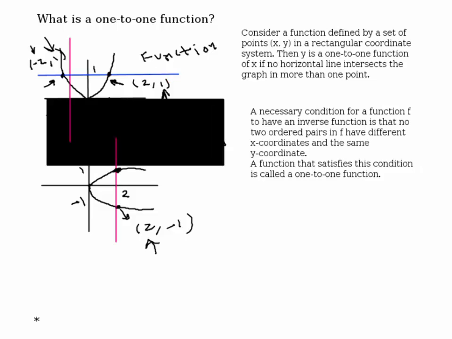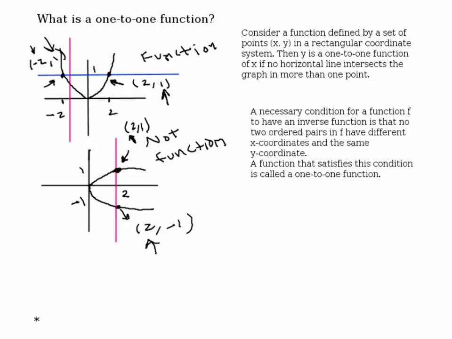So let's take a look at the second definition we have here. The necessary condition for a function f to have an inverse function is that no two ordered pairs in f have different x coordinates and the same y coordinate. A function that satisfies this condition is called a one-to-one function. So in order for a function to have an inverse function, and we're going to talk about inverse functions in detail very soon, it has to be a one-to-one function.